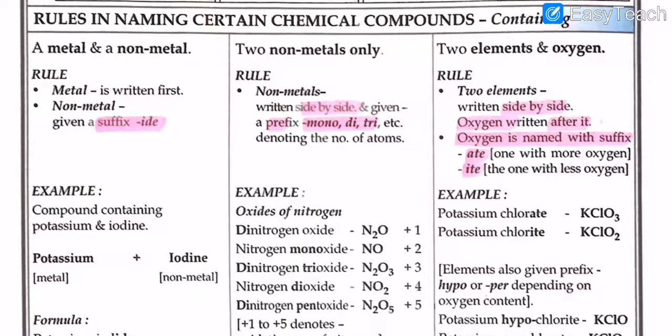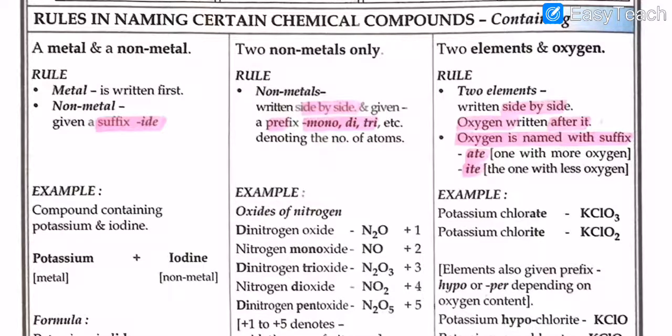Now when you have two non-metals, they are written side by side. For example, dinitrogen monoxide or dinitrogen trioxide, like this, right? And when you have two elements and oxygen, the two elements are written side by side and oxygen is written after that with a suffix "ate" or "ite". One with more oxygen will be "ate", one with lesser oxygen will be "ite". For example, sulfate, sulfite, and potassium chlorate, chlorite.